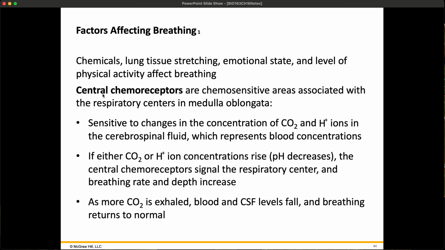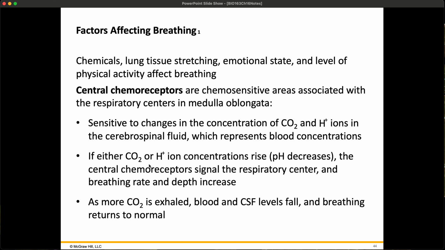There are central chemoreceptors associated with centers in the medulla oblongata. They're really sensitive to changes in CO2 and hydrogen. We'll see that CO2 and hydrogen play a much larger role in breathing regulation than oxygen does. And these central chemoreceptors are specifically looking at the cerebrospinal fluid. That's because CSF is representative of blood concentrations, so it's still a pretty accurate measure.